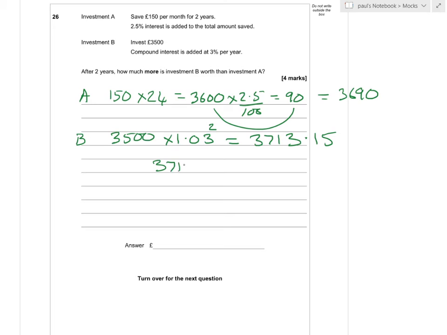So 3713.15 minus 3690 equals £23.15. £23.15 on question number 6. £23.15.